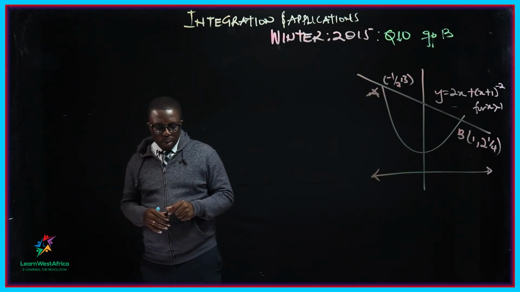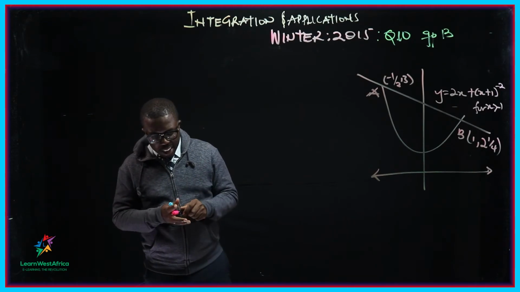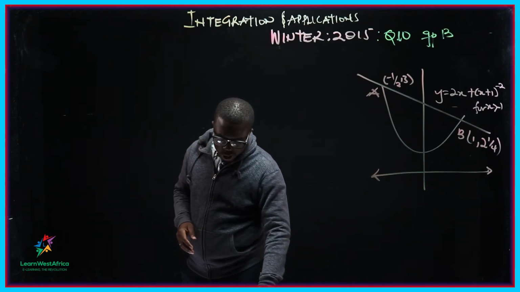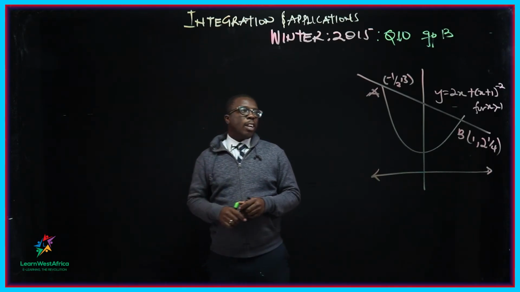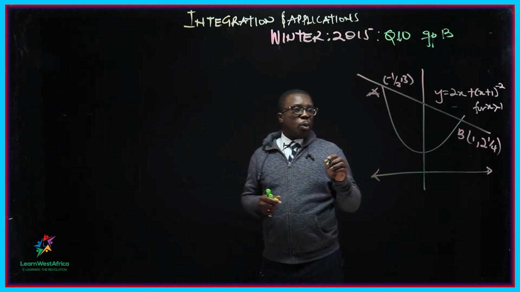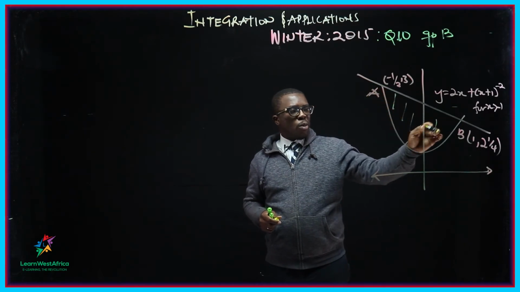All right. So the II part, which is our focus, says that we should find, showing all necessary working, the area of the shaded region. How do we find the area of the shaded region? Now, you realize that, like we've always intimated and spoken about, we have one area. This is the shaded region that we are talking about.